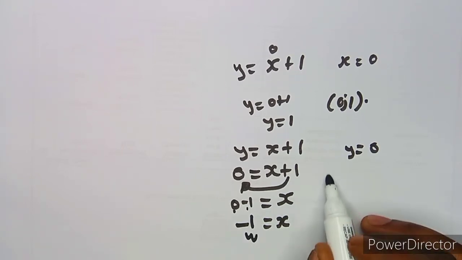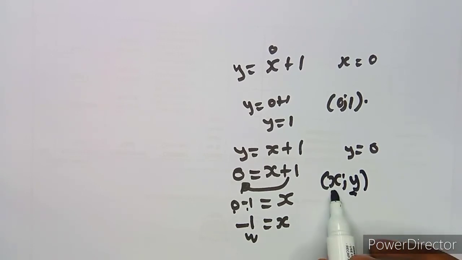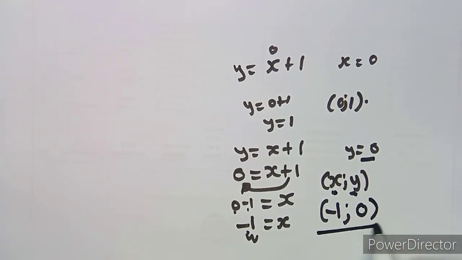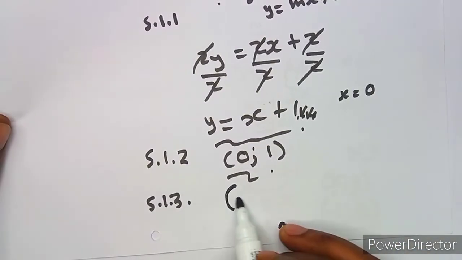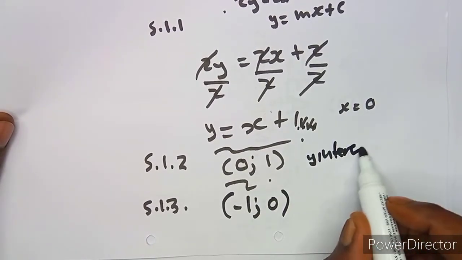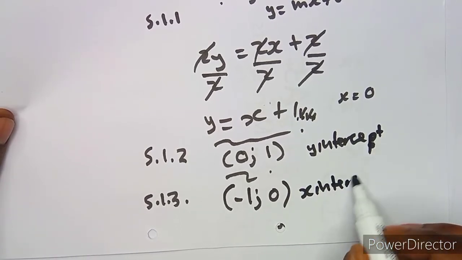So that means as a point, we are going to have (x, y) like this. This is what represents a point. So your x is minus 1 and your y in this case is 0. So that is going to be your x-intercept, which is (minus 1, 0). So this is the y-intercept and this is the x-intercept.